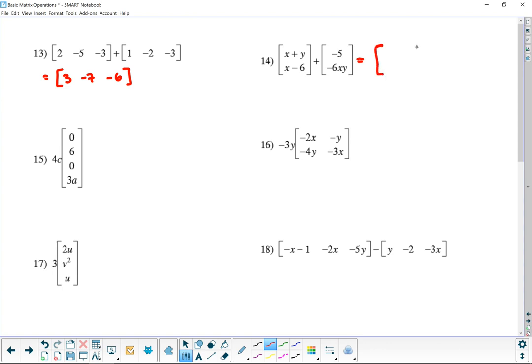Okay. So you get the same size. x plus y plus -5, you get x plus y minus 5. x minus 6 plus -6xy, you're going to get x minus 6 minus 6xy.